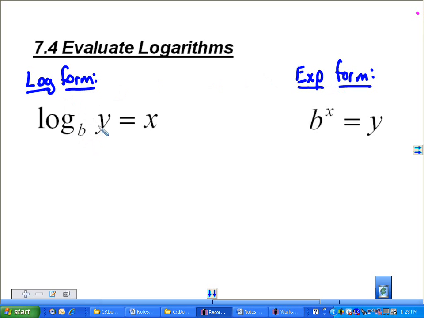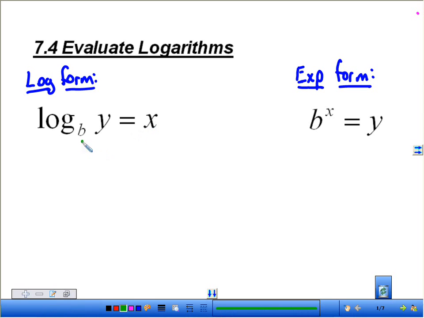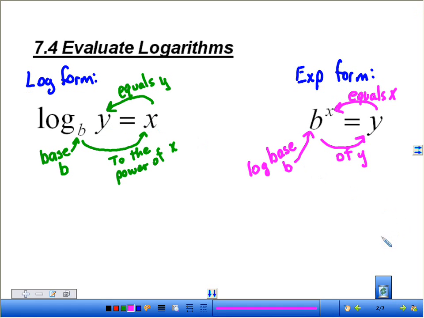Log base b of y equals x. This means base b to the power of x equals y. The same thing works if we want to change something from exponential form to log form: base b to the power of x equals y means log base b of y equals x. Here it is if you need to write it down.